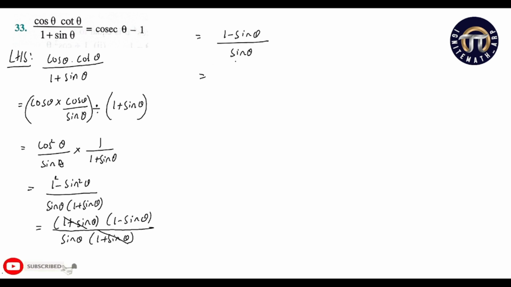So here again I will separate the denominator: 1 by sin theta minus sin theta by sin theta. 1 by sin theta is cosec theta, minus 1, because sin theta will get cancelled. So that is equal to the RHS, what I was supposed to get. Clear, children? So now let's take exercise 21B.